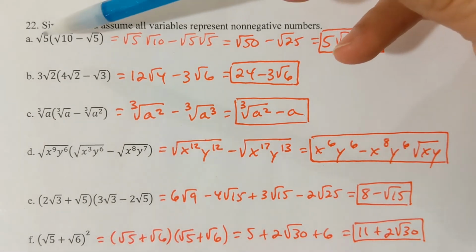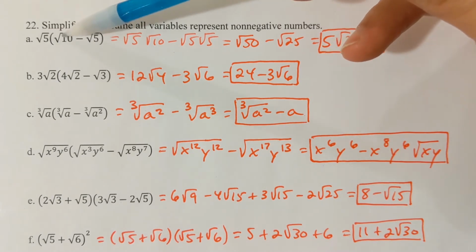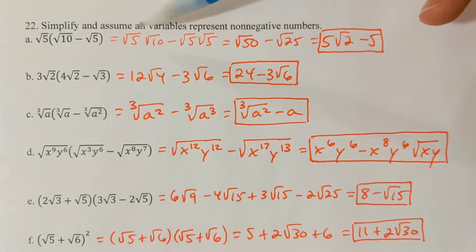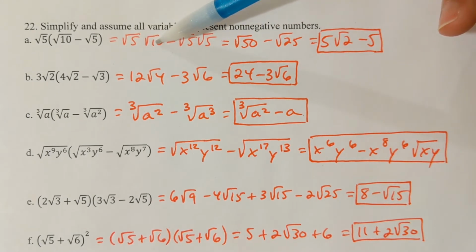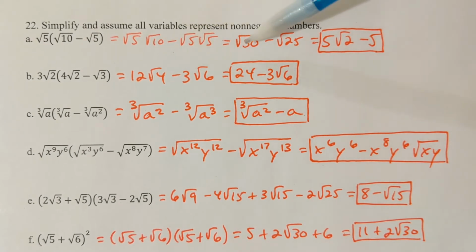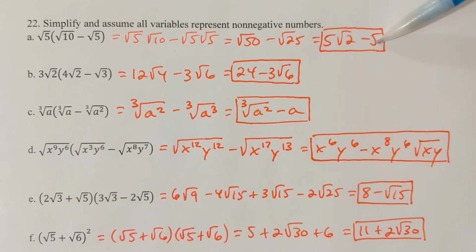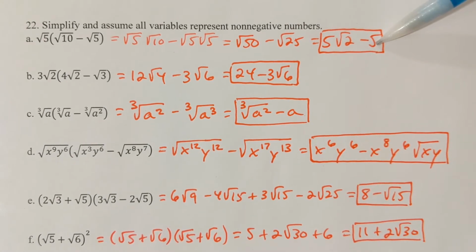Okay, so in part A, the natural thing to want to do is distribute the square root of 5 into these two terms. So that's what I've done. The square root of 5 times the square root of 10 would be the square root of 50 if you get a single radical out of that. The square root of 5 times the square root of 5 would be the square root of 25 if you get a single radical out of that. Now the square root of 25 is 5, so the radical goes away on the second term.